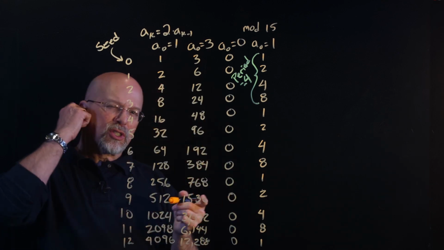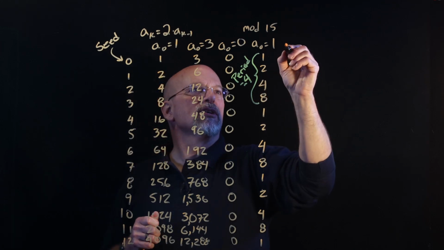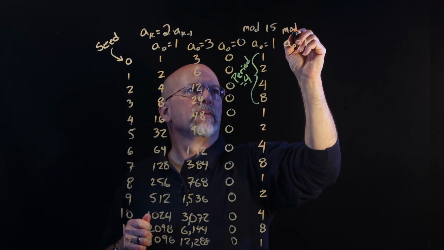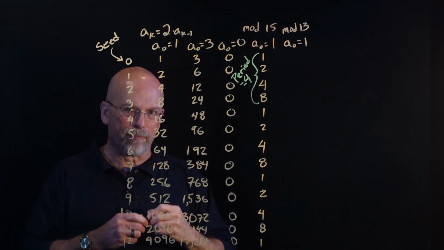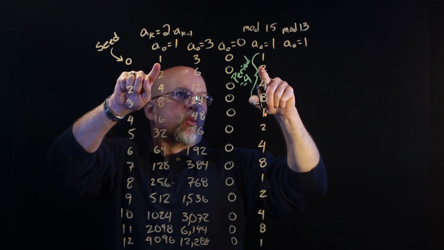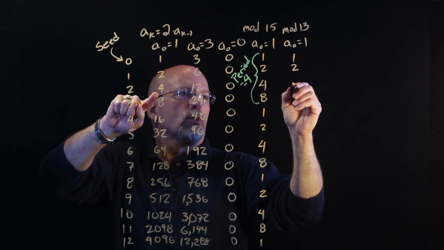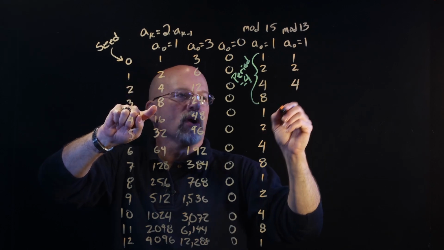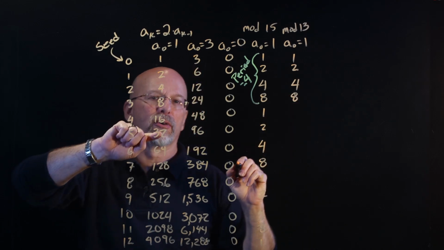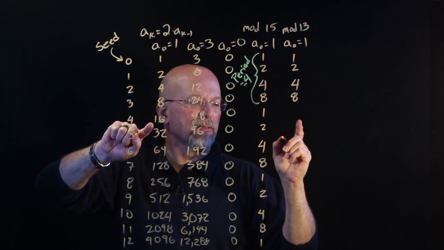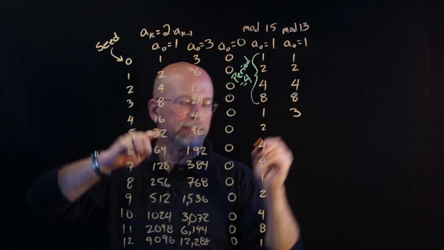Now, what if we used a different modulo? What if we used, once again, a sub 0 equals 1, but this time did mod 13? All right, so we've got 1 divided by 13 gives you a remainder of 1, 2 divided by 13 gives you a remainder of 2, 4 divided by 13 gives you a remainder of 4, 8 divided by 13 gives you a remainder of 8. 16, however, divided by 13 gives you a remainder of 3.